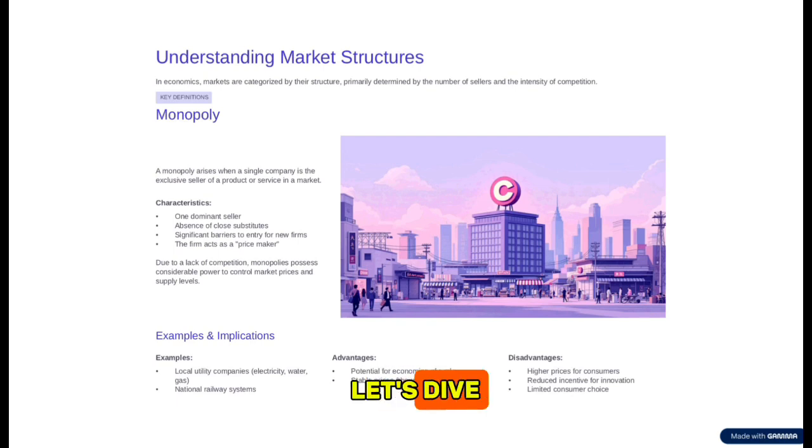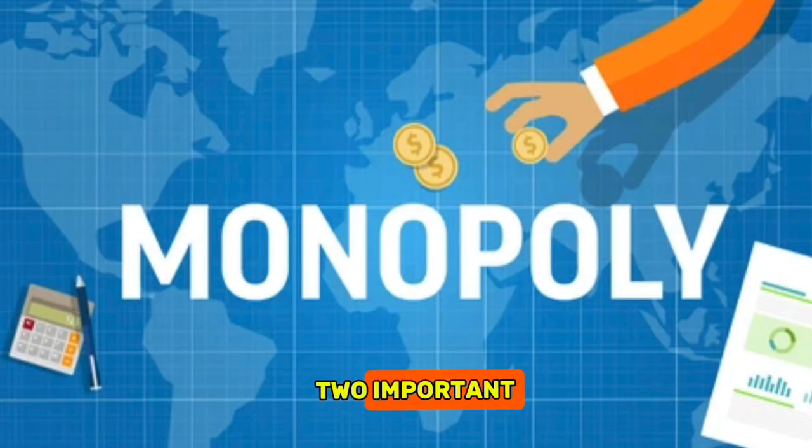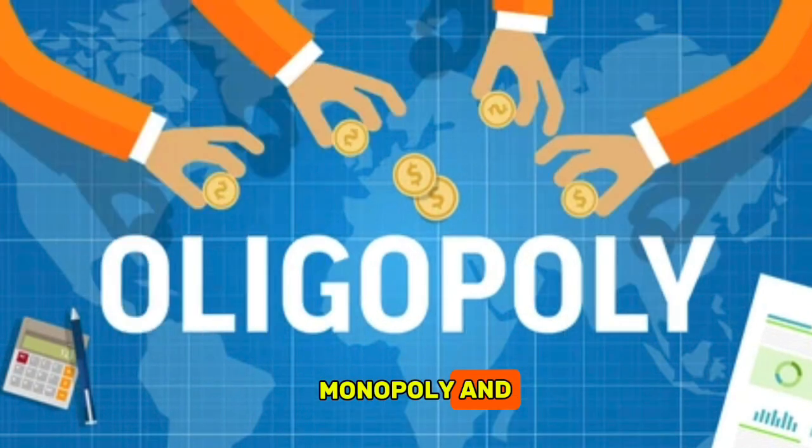And now let's dive into the discussion of two important market structures in economics, monopoly and oligopoly. These two systems are very different, and understanding them helps us see how businesses operate in the real world.